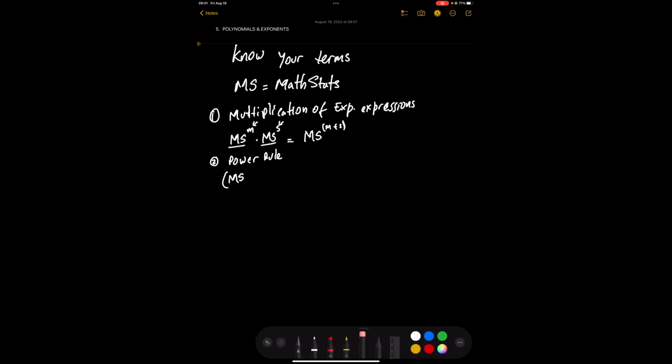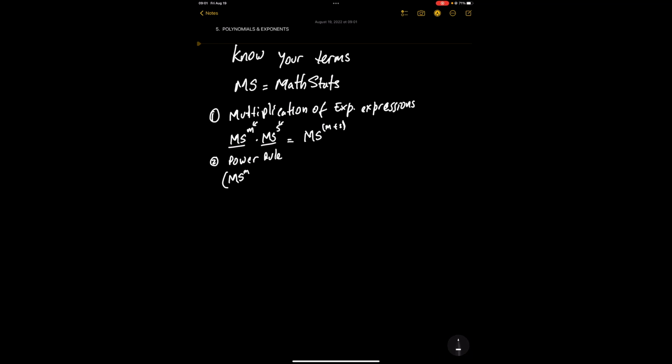It will basically, all you have to do is multiply the exponents. So you would have MS, and then I'm going to multiply s times m. So that will be MS to the power of sm. So in the power rule, instead of adding as you did in the multiplication rule, you actually multiply the exponents.